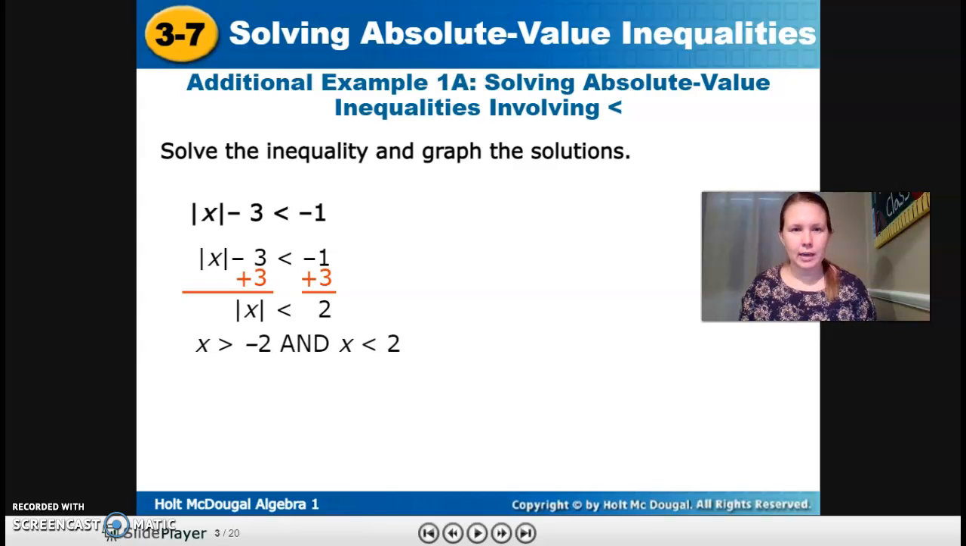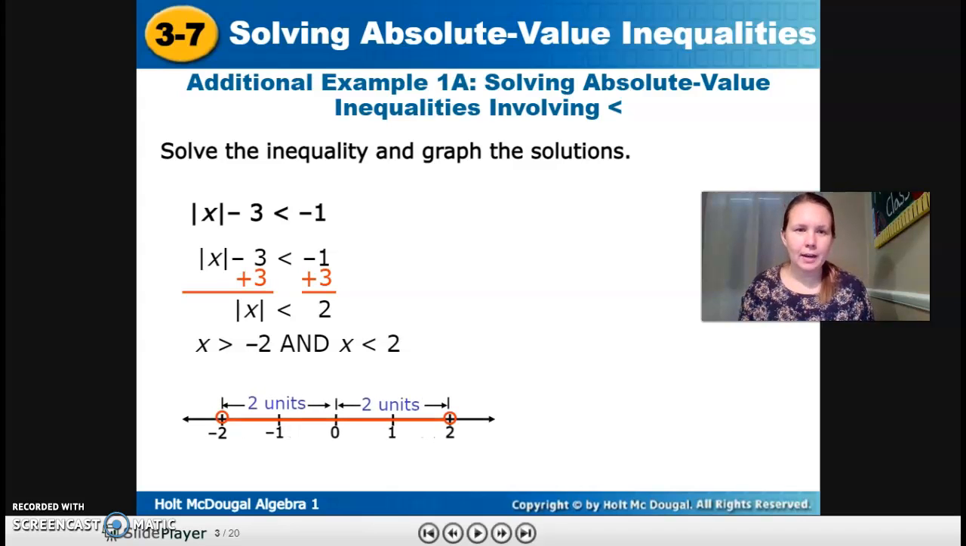So this is where I'm going to get x is less than 2. Normally, I just take away those absolute value bars, but if I want to put it as a negative 2, I have to flip that sign. So that's why I get x is greater than negative 2. When you change it to the negative version, you also flip the sign. That's probably the trickiest part to remember.